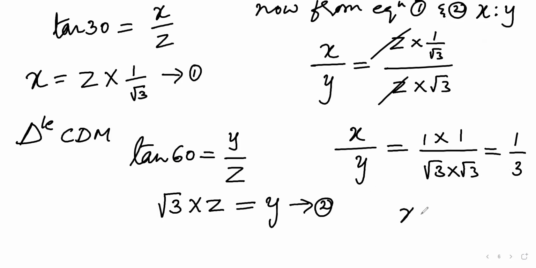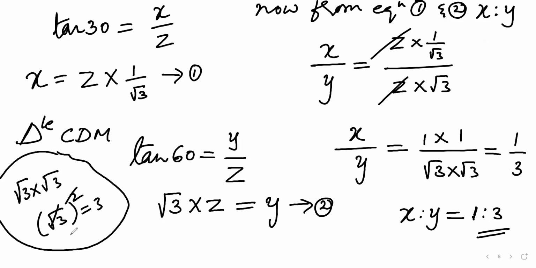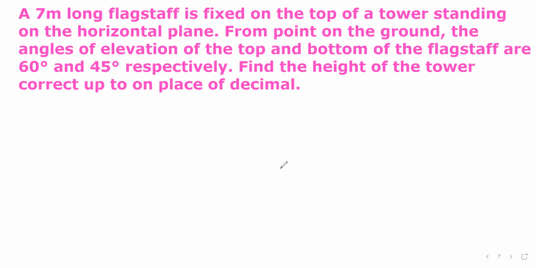Then the answer for this ratio is 1:3. So here, root 3 into root 3 will become root 3 whole square. The square and square root will get cancelled each other. The answer is 3. All right. So this is the answer for this question. So the ratio of x and y is 1:3. So we'll see the next question.